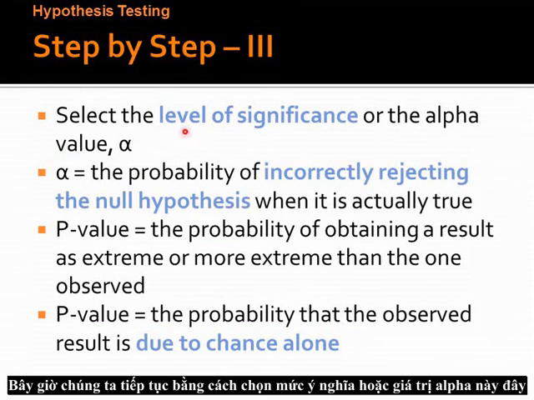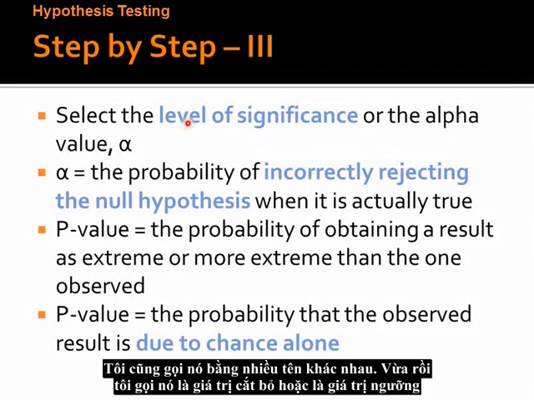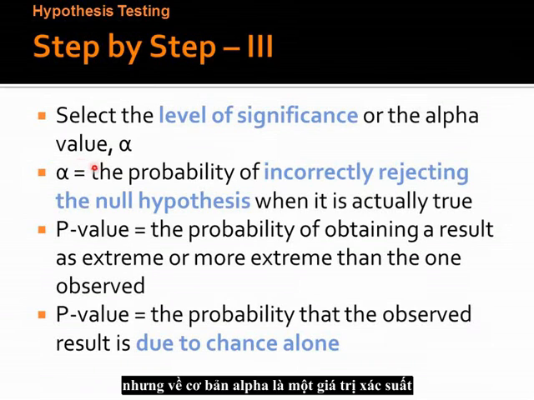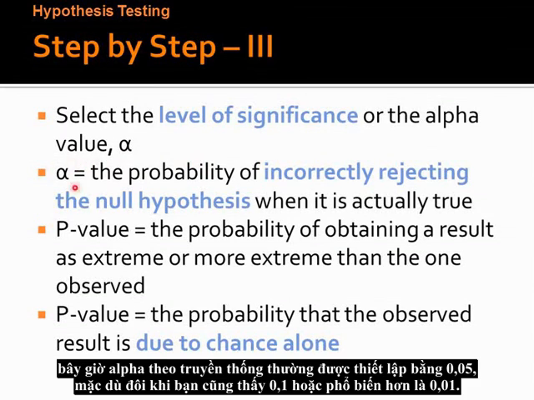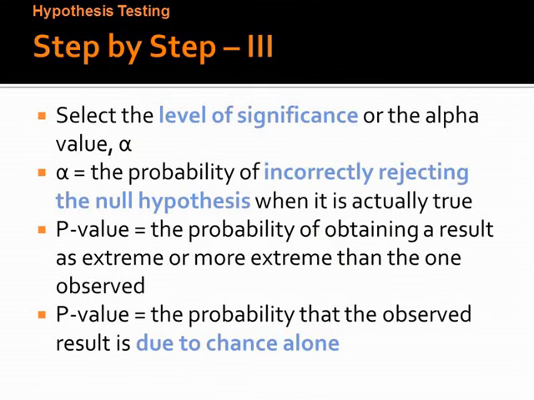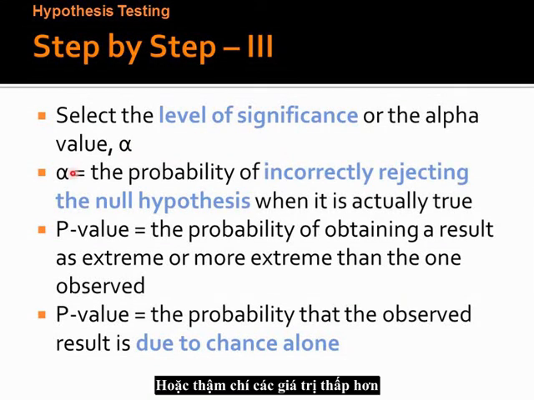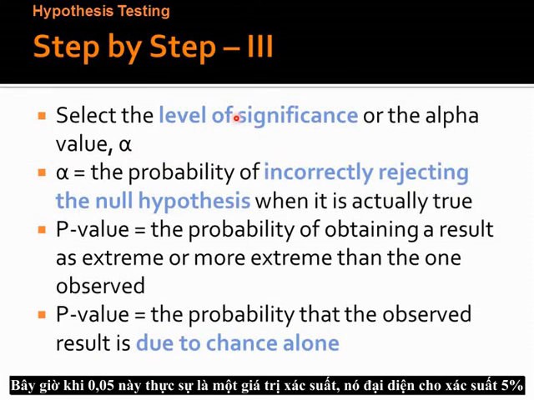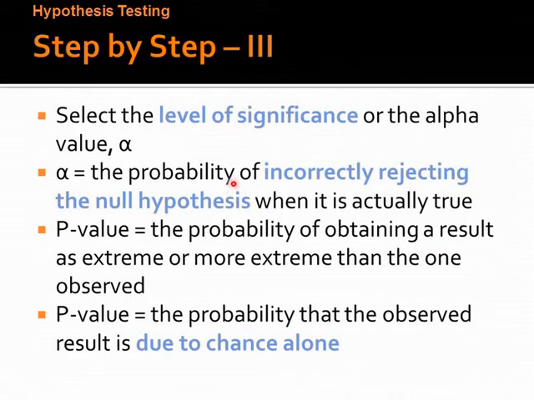Now we continue by selecting the level of significance, or the alpha value, this alpha here. I also called it by different names just now. I called it a cutoff value, I called it threshold value. But basically, what actually is alpha? Alpha is a probability value. Now alpha, by tradition, usually is set to 0.05, although sometimes you also see 0.1, or more commonly 0.01, or even values below that. Now, when this 0.05 is actually a probability value, it represents a probability of 5%.